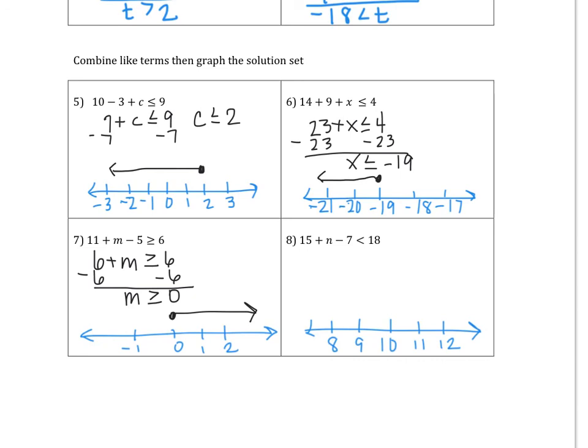Number 8, we're going to combine 15 and our negative 7. So it's going to be 8 plus n is less than 18. Subtract 8 from both sides. We get n is less than 10. So when we graph that, it's going to be an open circle because it doesn't say that n is also equal to 10. It's only everything less than.